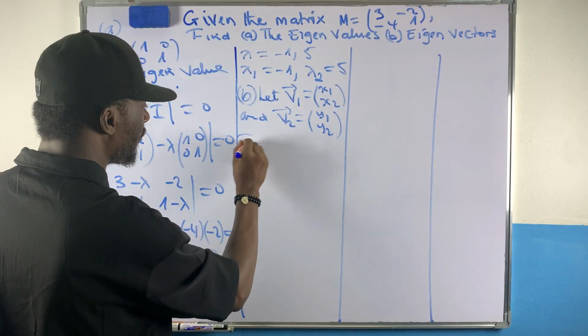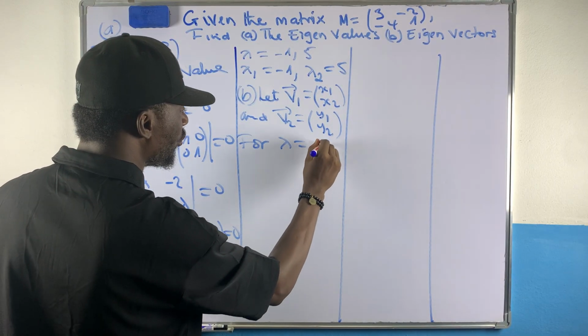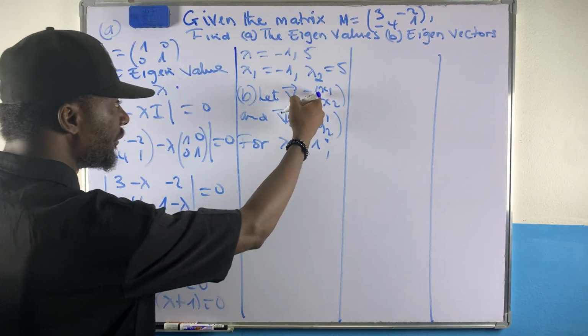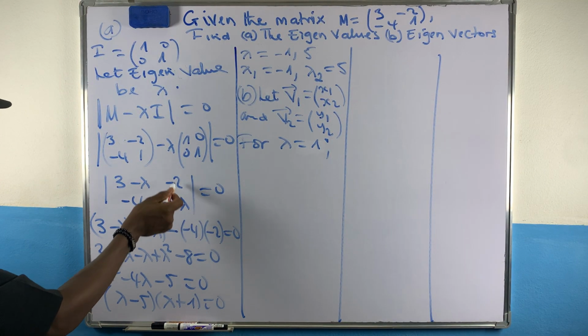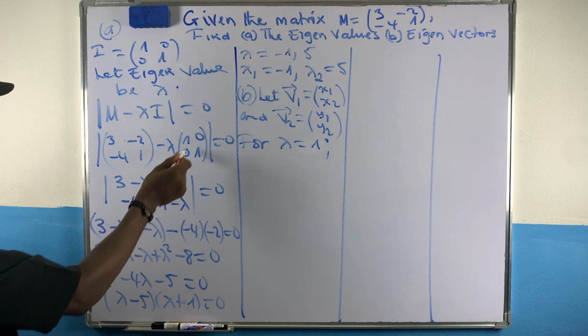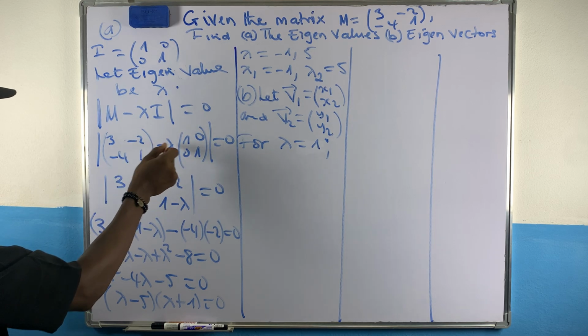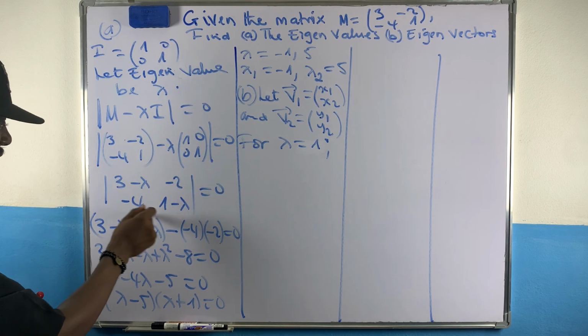For lambda equal to -1, I'm going to have the first eigenvector given as, this is the matrix I'm going to use. This matrix came as a simplification of these entries in here. So this is what I'm going to use.